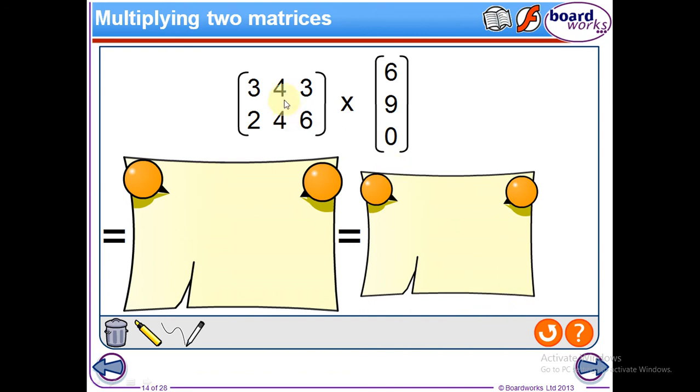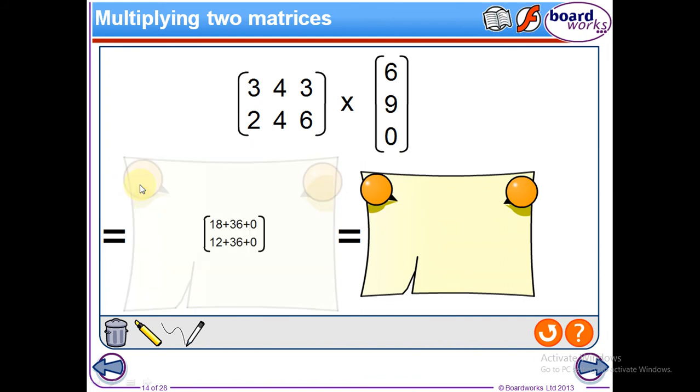Okay, I'm not going to waste my time with this, but the number of columns here is 1 2 3, and the number of rows here is 1 2 3, so it's correct. So you just do 3 times 6 plus 4 times 9 plus 3 times 0, then you get the first element. Then you do 2 times 6 plus 4 times 9 plus 6 times 0, then you get the next element.